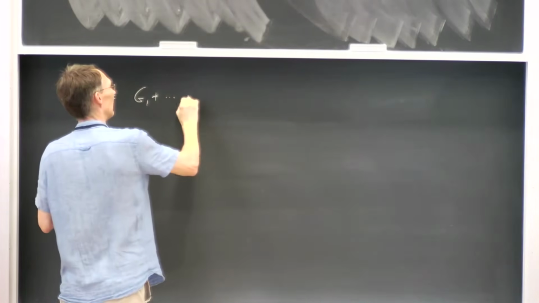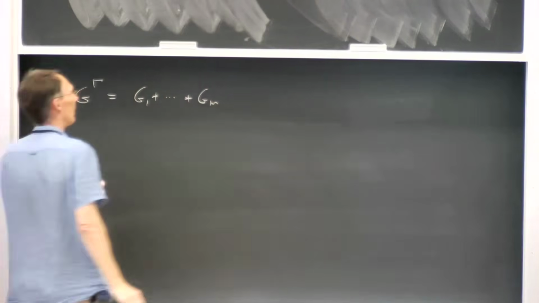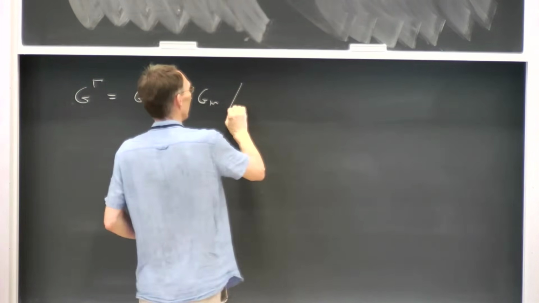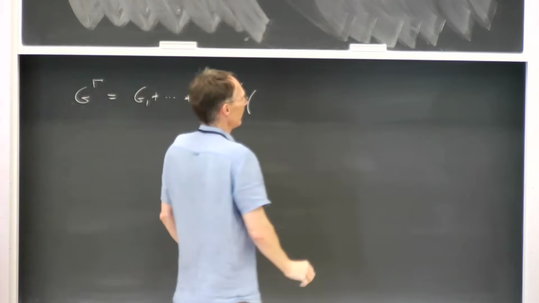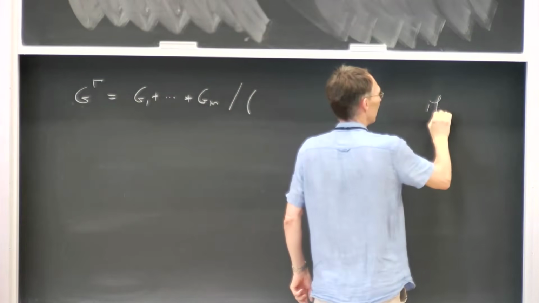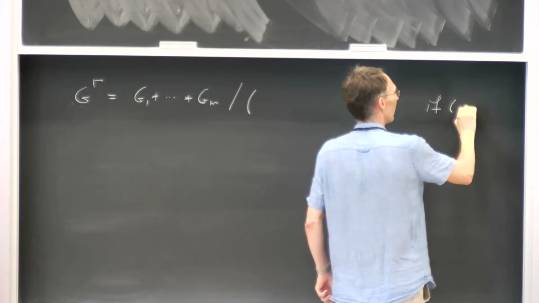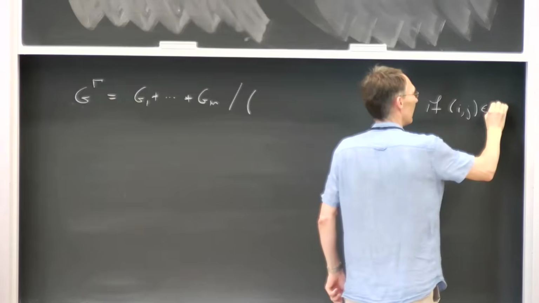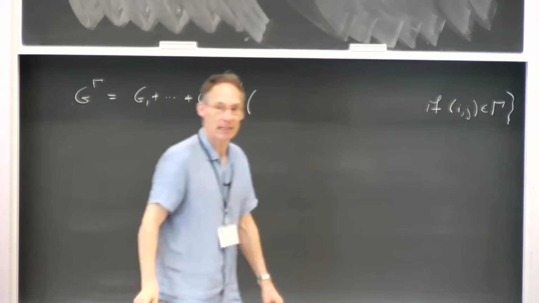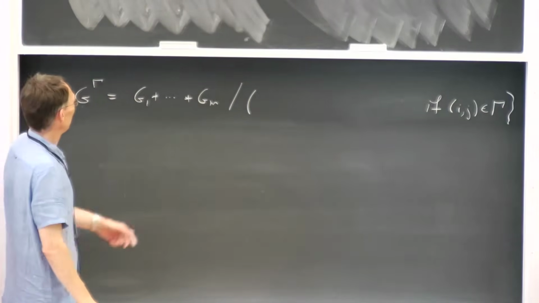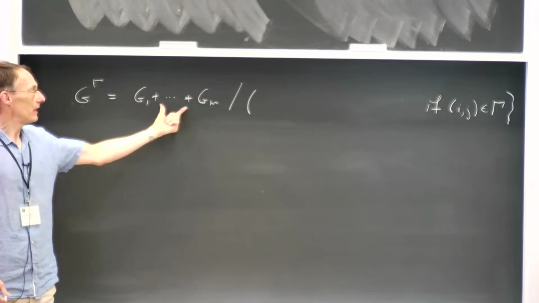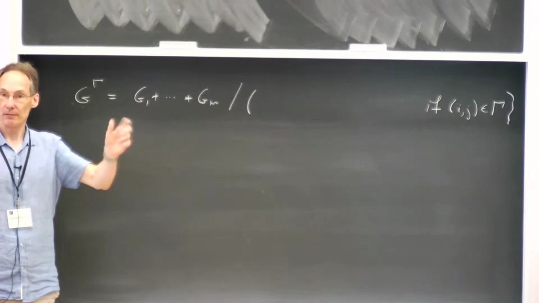Start with the free group on all the copies of G and introduce some relations where if there's an edge ij in the graph, then take any elements in G_i and G_j and make them commute.